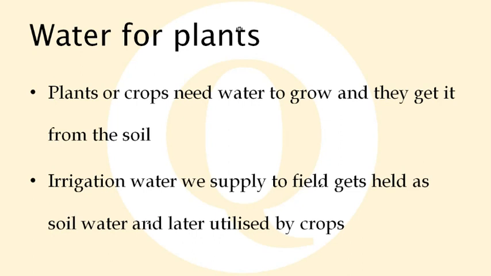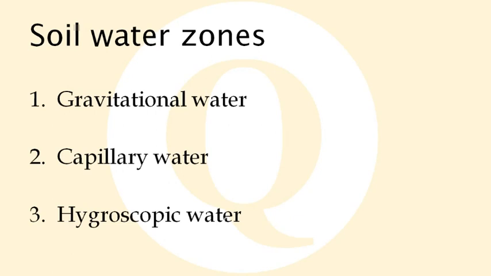So, moving on. Soil water zones. We can find three zones in the soil: gravitational water, capillary water and hygroscopic water. Gravitational water is the water which drains off under the impact of gravity as soon as we apply it. So if you are irrigating the field, then the gravitational water will soon be drained off after some time.